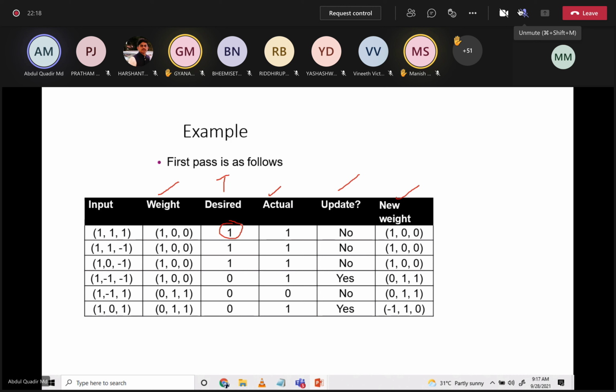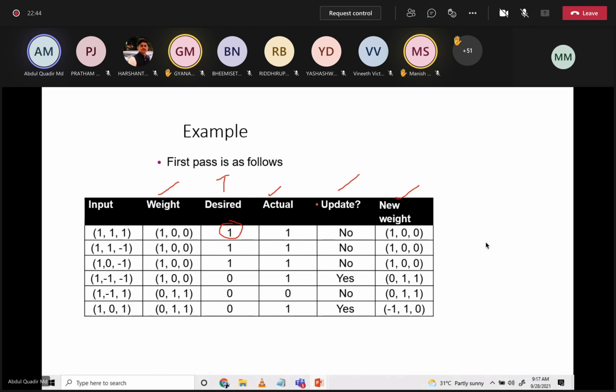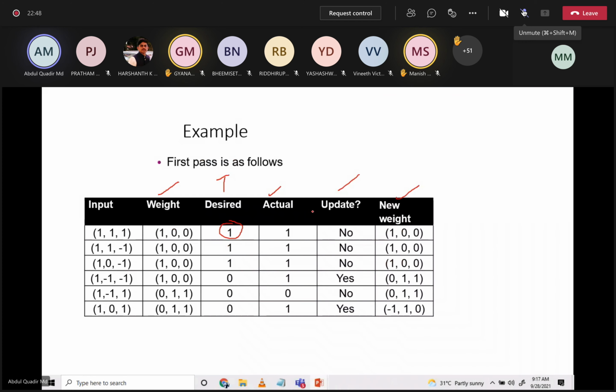So what is the target value, students? 1. And what is the activation function output? 1. If it is matching, what will we do? Will we update the weights or not? We will not update the weights.